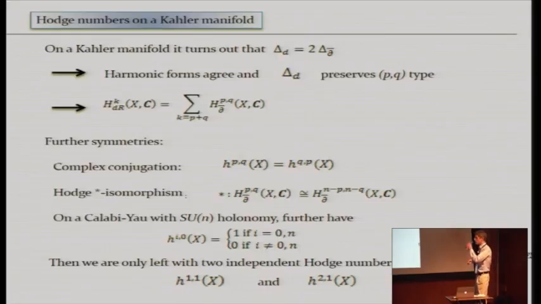We have a Kähler manifold. And I told you before that on the Kähler manifold we have a lot of additional relations, a lot of extra symmetry. So it turns out that if you do a little calculation, you find that on the Kähler manifold, the d Laplacian is actually, up to a factor of 2, the same as the Dolbeault Laplacian. Okay? So what does that mean?